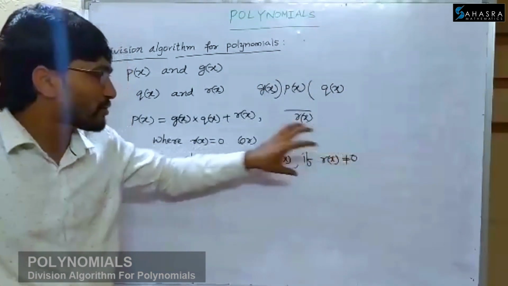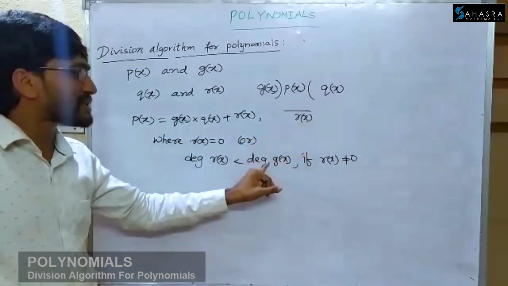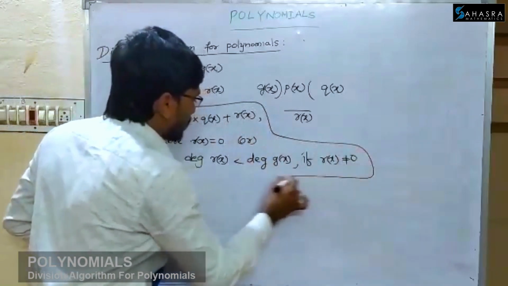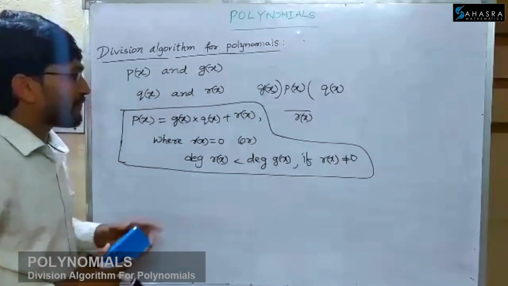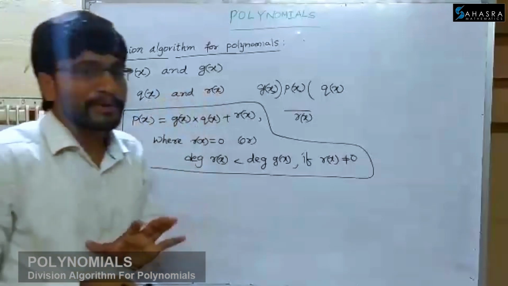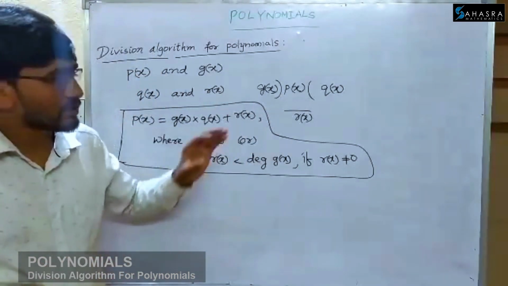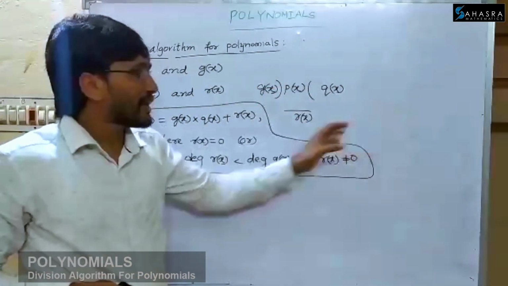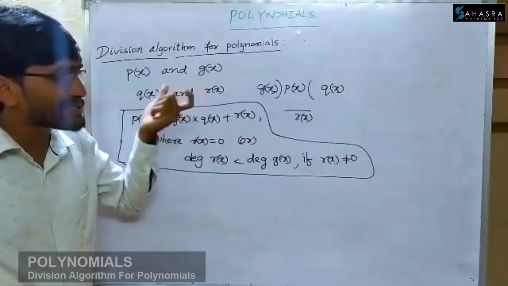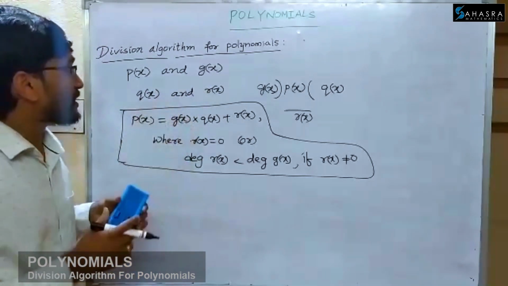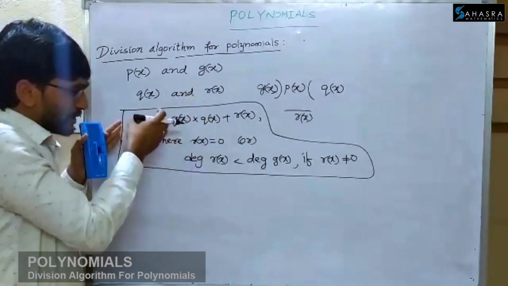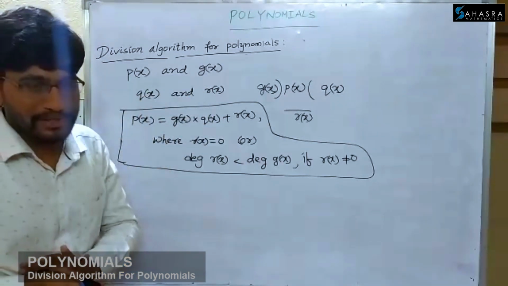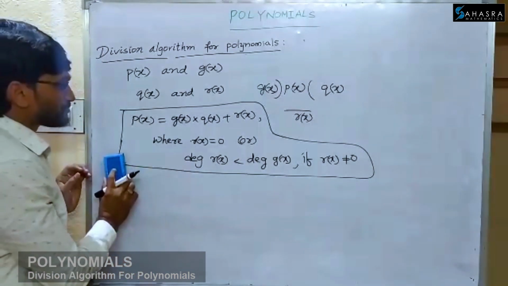If r of x is not equal to 0, then degree of r of x is less than degree of g of x. This is called the division algorithm for polynomials. In this concept mainly we have two types of problems that I will discuss. Those problems we can get for 4 marks in final examinations. So I will discuss the two problems first, then after I will tell you some important points based on this division algorithm for polynomials. Okay, first let us see one problem.